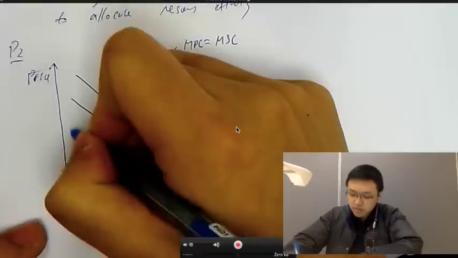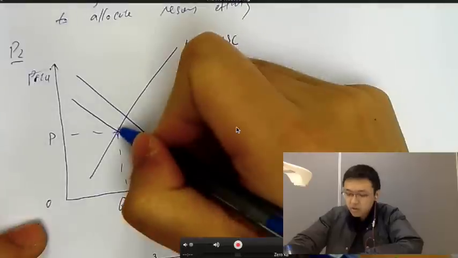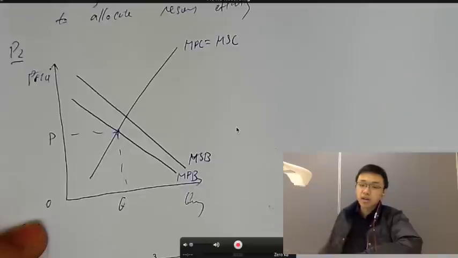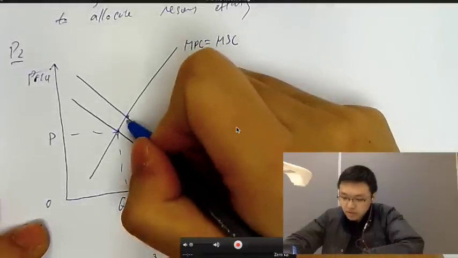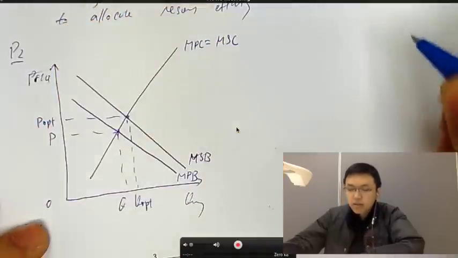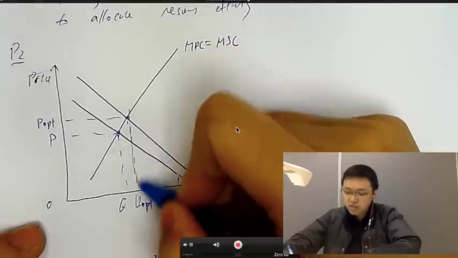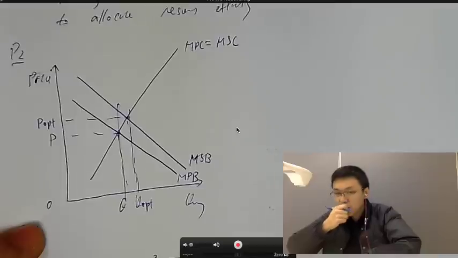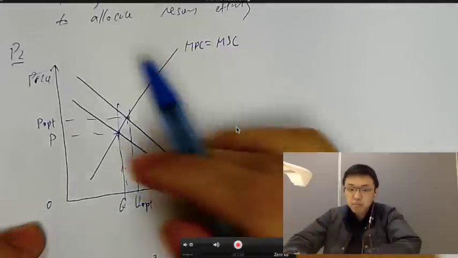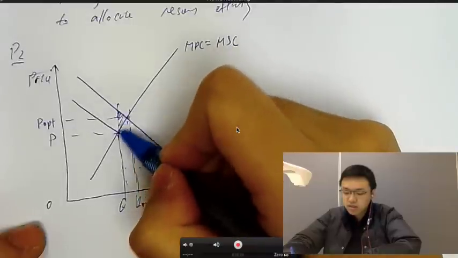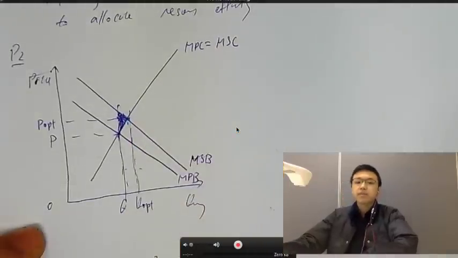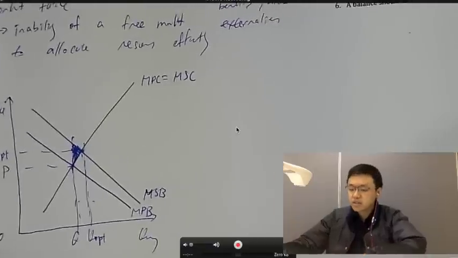Then you label the points. This point is where MPC cuts MPB, we call that the equilibrium point. And here, it's where the MSC cuts MSB, so we call that the socially optimum point. So we call it P opt and Q opt. You should know there's a potential welfare gain. The way I always teach students how to remember potential welfare gain is, look, there's Q opt and there's Q. The potential welfare gain is always the triangle between Q and Q opt that points towards Q opt. So very clearly it is this triangle right here.